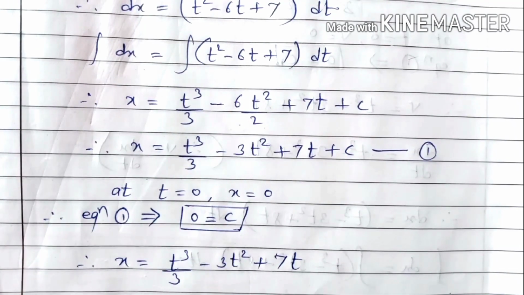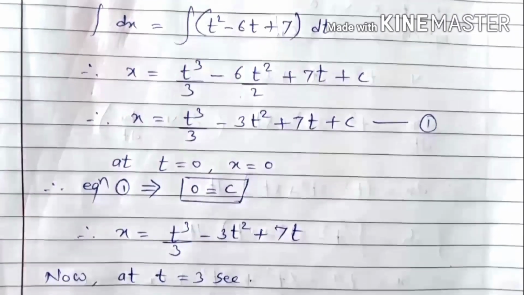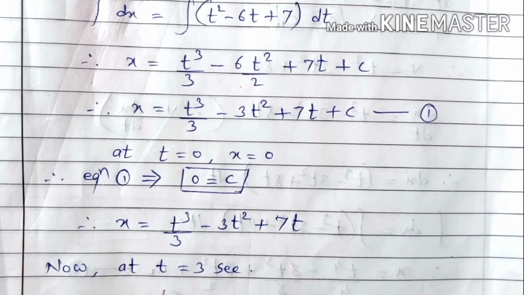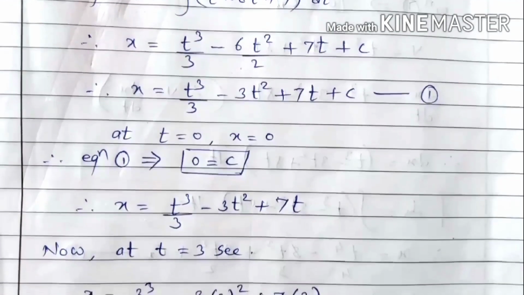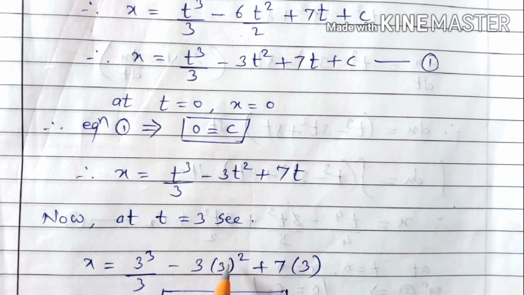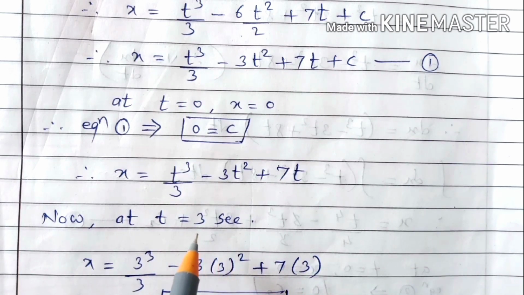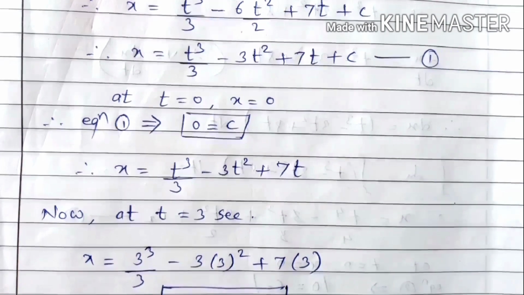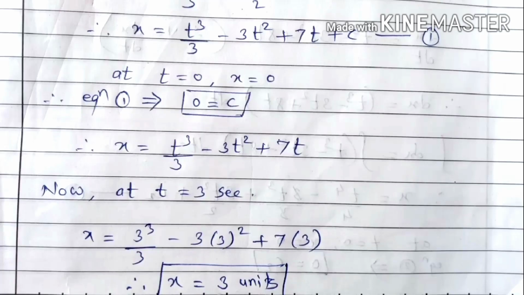Now we have to find the distance covered in 3 seconds. So we take t equals 3 seconds, x equals 3 cube by 3 minus 3 into 3 square plus 7 into 3. We put t equals 3 in the above equation. After calculating this, we get x equals 3 units. So the distance covered after 3 seconds is x equals 3 units. This is the final answer.